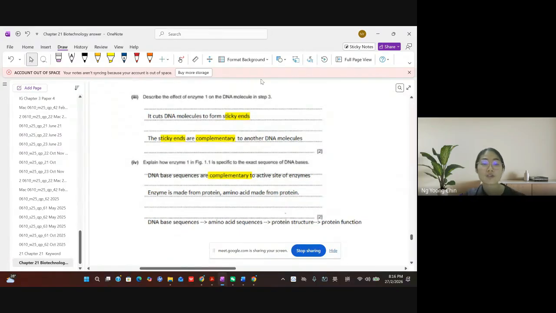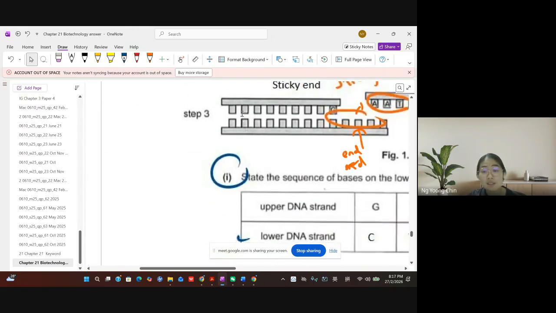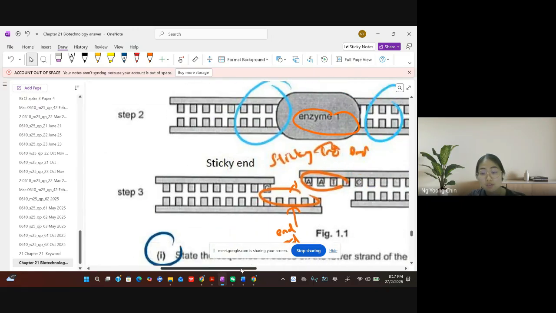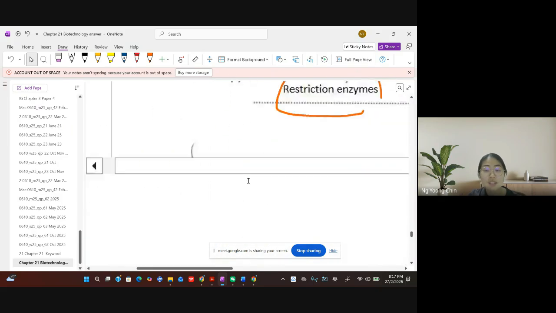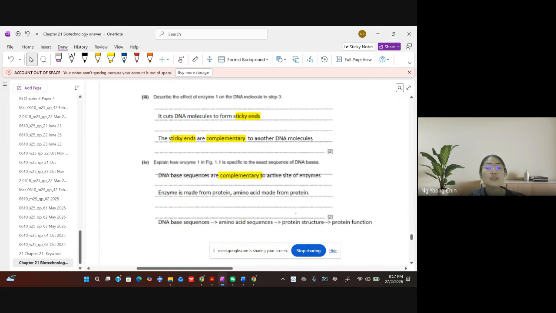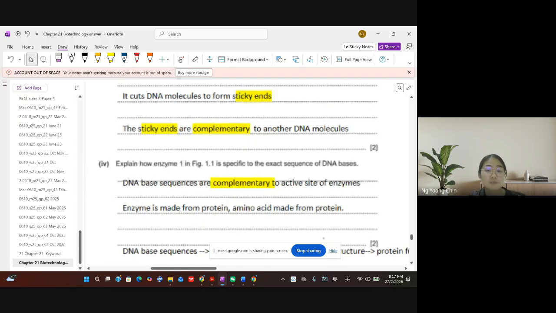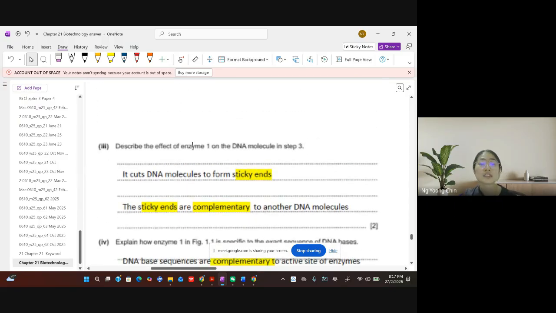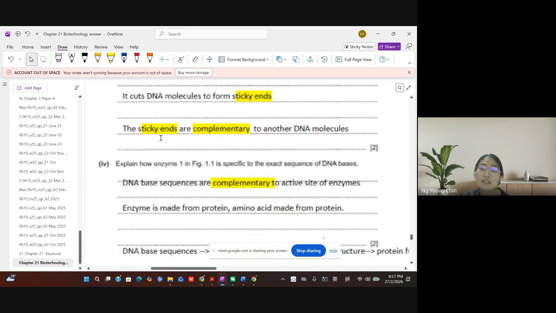Okay, so that's why, describe the effect of enzyme 1 on the DNA molecule in step 3. So it helps to cut the DNA molecule to form a sticky end. And then the sticky end is complementary to another DNA molecule. So when you cut them, you can produce a sticky end, which is here. Do you know here is a sticky end? You can only use the restriction enzyme to produce a sticky end. So this is the restriction enzyme function. They help to cut the DNA molecule to form a sticky end. So this sticky end is actually complementary to another DNA molecule.